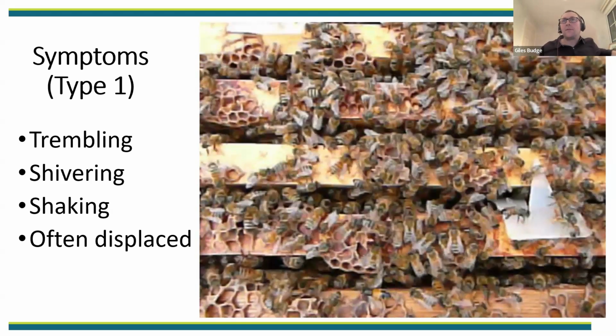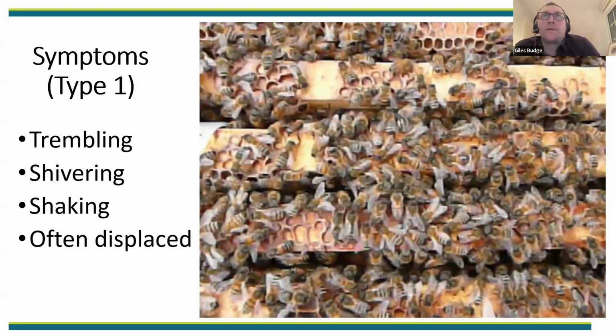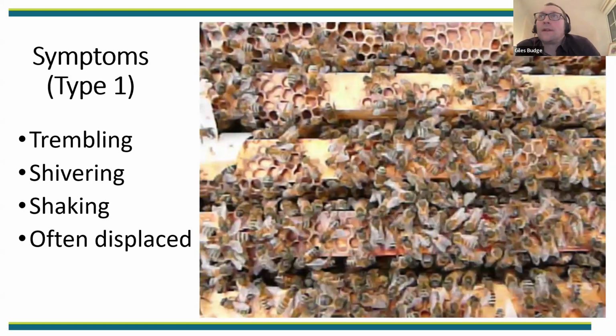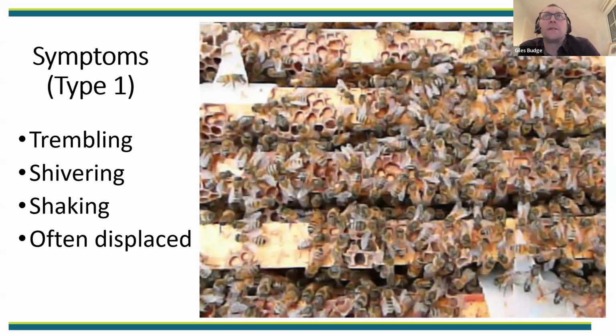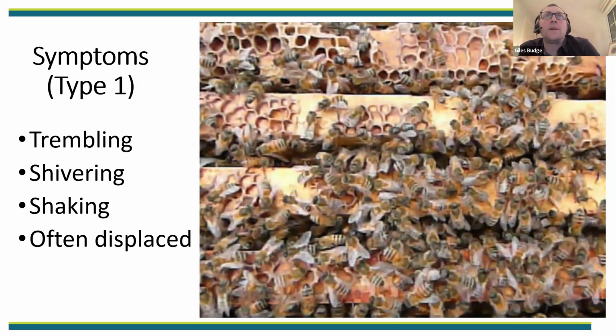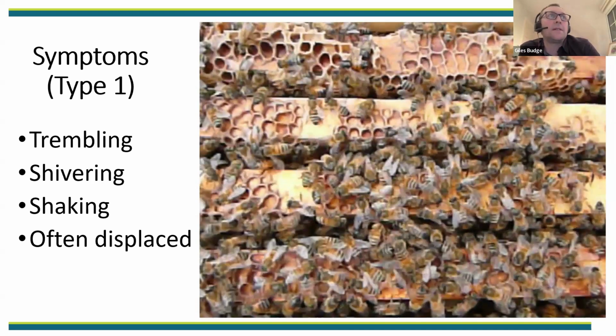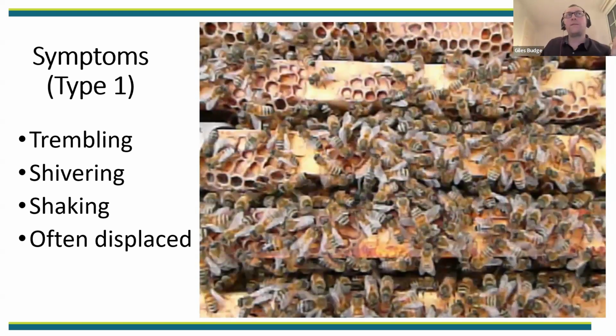I'm hoping that the video comes through for you of these bees all shivering and shimmering on the top bars of this colony here, with lots of repeated movements, moving forwards, moving backwards, not like you would normally expect honeybees to behave. So those are the type 1 symptoms, and what we've found is that these symptoms often occur early in the disease cycle.